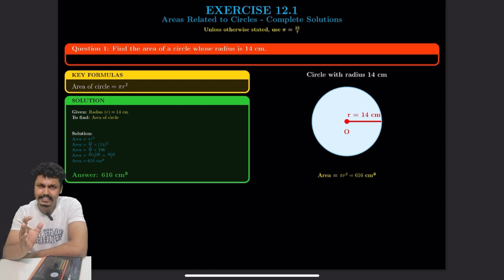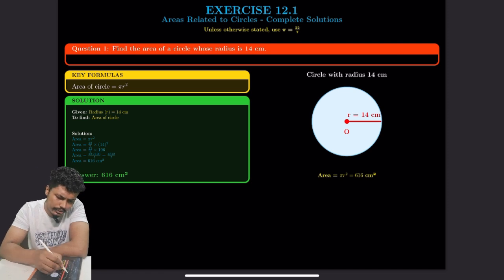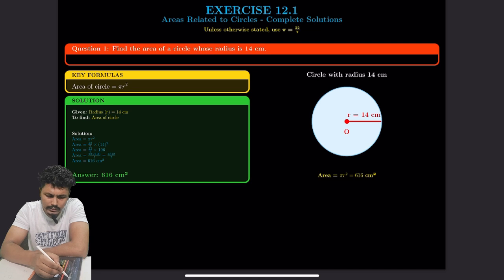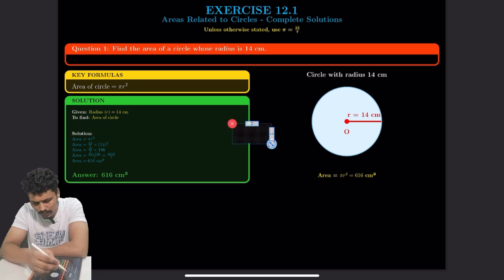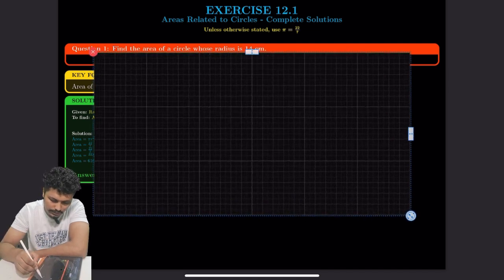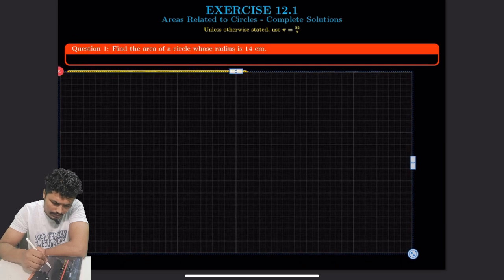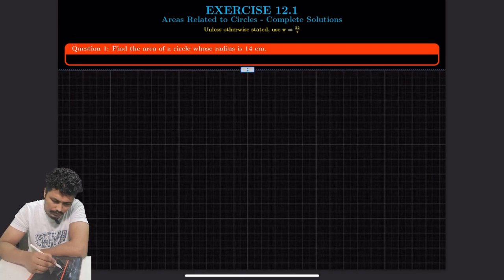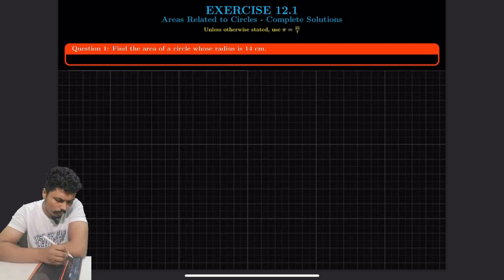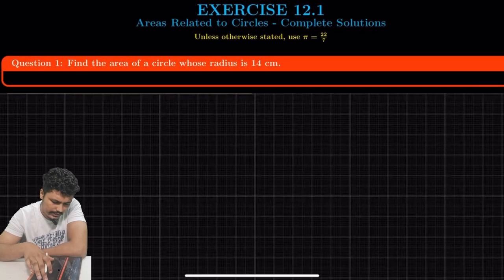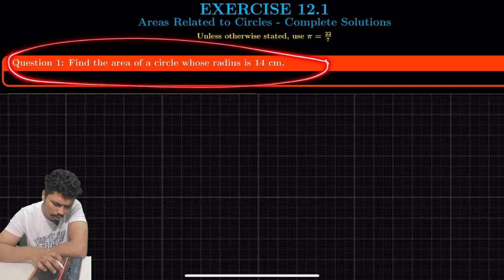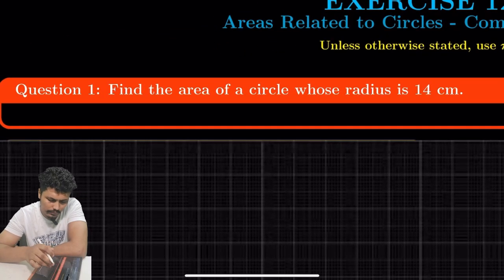Let's start with exercise 12.1. Let me hide the answers so that we can solve easily. I want to see only the questions. What does the question say? Find the area of a circle whose radius is 14 centimeter.